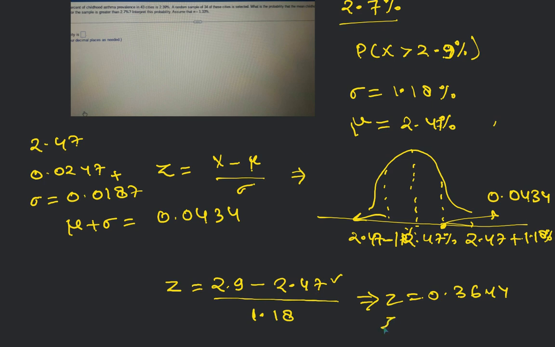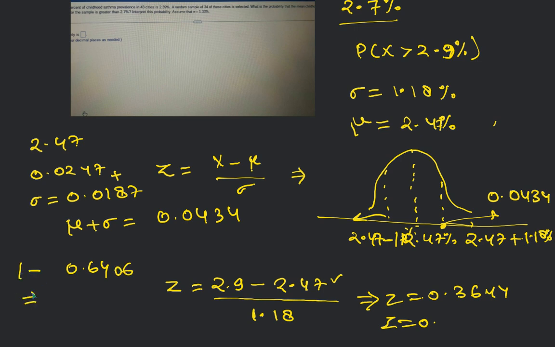There's no 0.3644 on the table. What are you getting on the table? The table does not have that number, 0.3644. It's greater than. Yeah, perfect. So what are we getting? I am getting this value, 0.6406. So let's subtract it from 1.